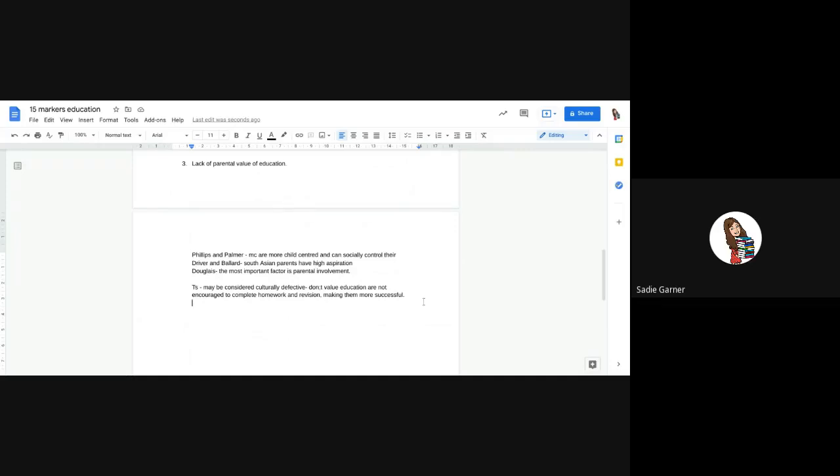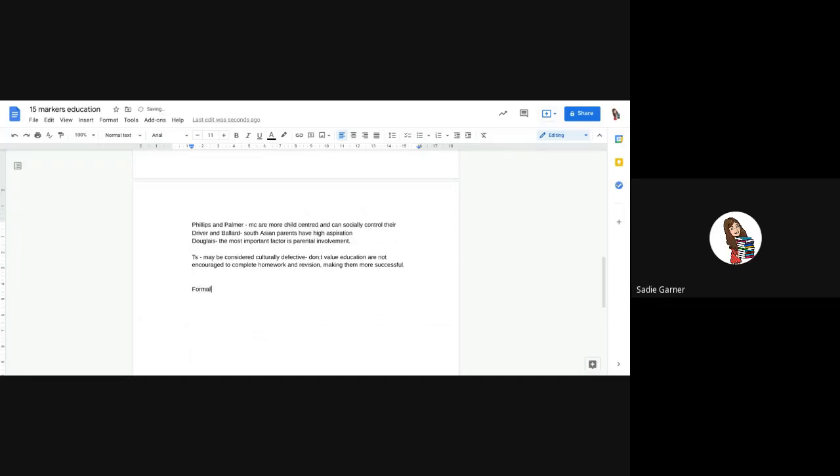Now going to move on to formal socialization. Formal socialization is when you learn skills, values, and norms. Leave it there, actually. Formal socialization is when you learn skills, values, and norms. Okay, paragraph 1.